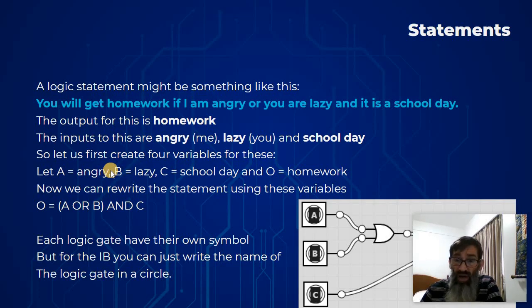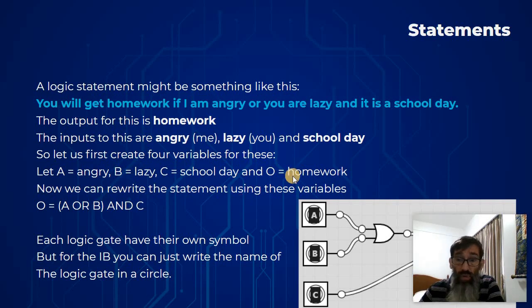So we need to define this. Just like any sort of maths equation, if you're introducing variables, you need to define your variables. So here I'm going to say, let A equal angry, B equals lazy, C equals school day. Those are my three inputs. And my output, I just call that O for output, equals homework.